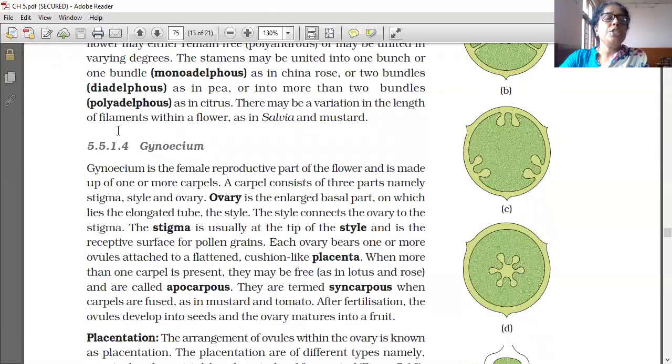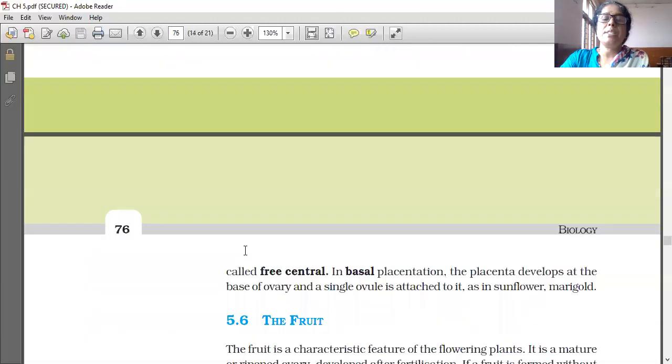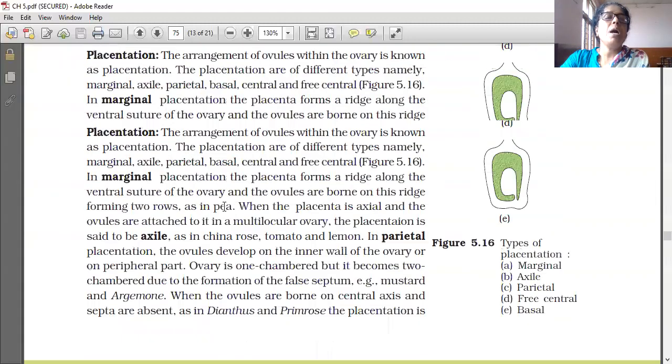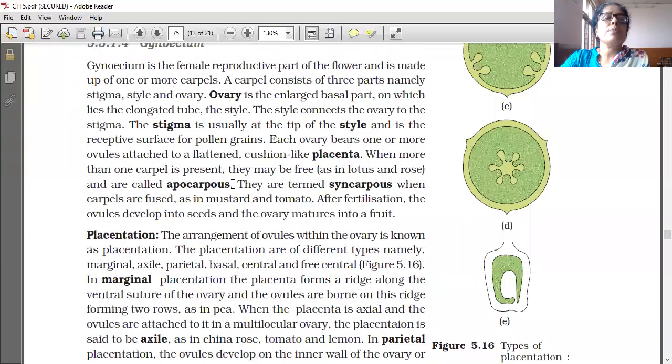Next one is gynoecium. Gynoecium is the female reproductive part of the flower and is made up of carpels. The unit is called a carpel. More than one carpel can also be present in one gynoecium. A carpel consists of three parts, namely stigma, style, and ovary. Ovary is the enlarged basal part on which lies the elongated tube, the style.